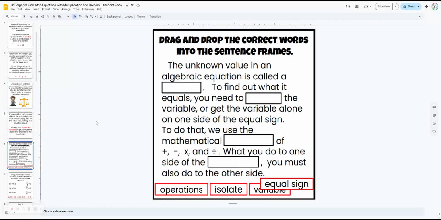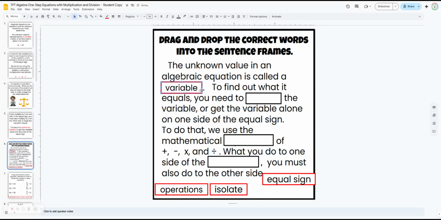Now, when we get to slide 6, students are going to be dragging and dropping these terms into the correct place in the sentence frame. So the unknown value in an algebraic equation is called a variable. So they just click and hold on the edge here, and they're going to move that into place. And they're going to do that with the other three terms.